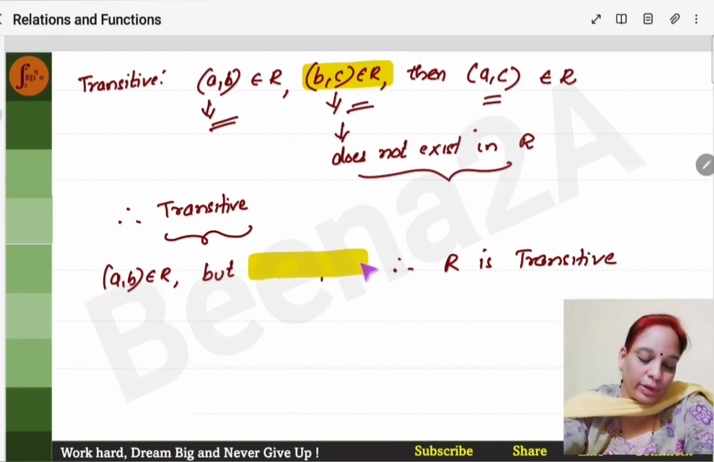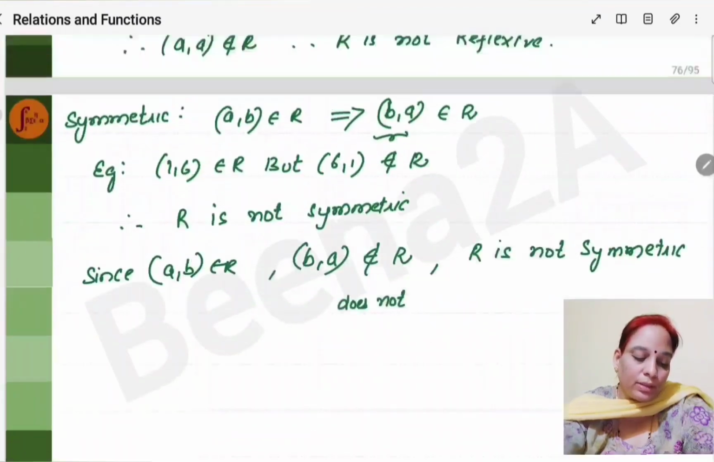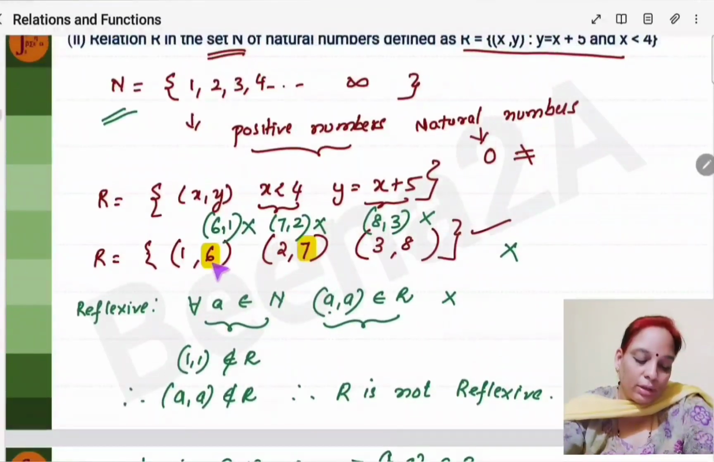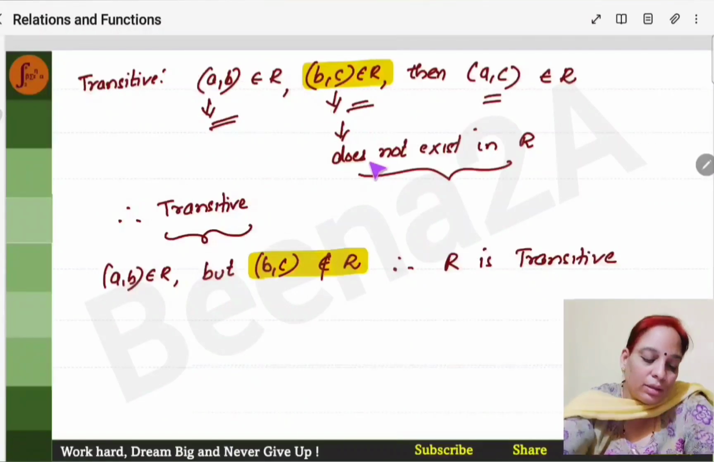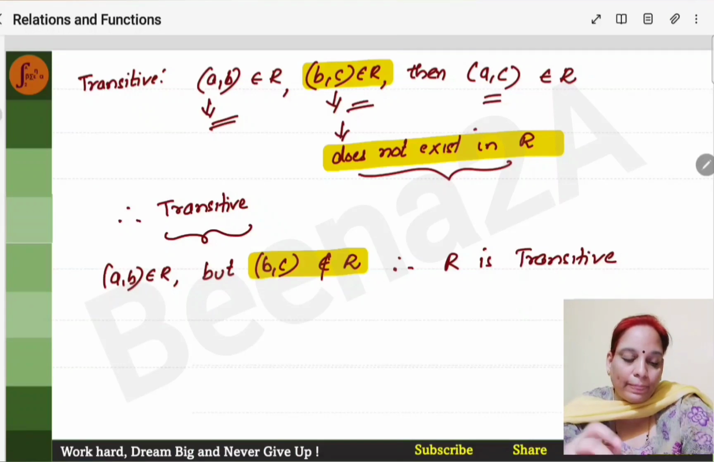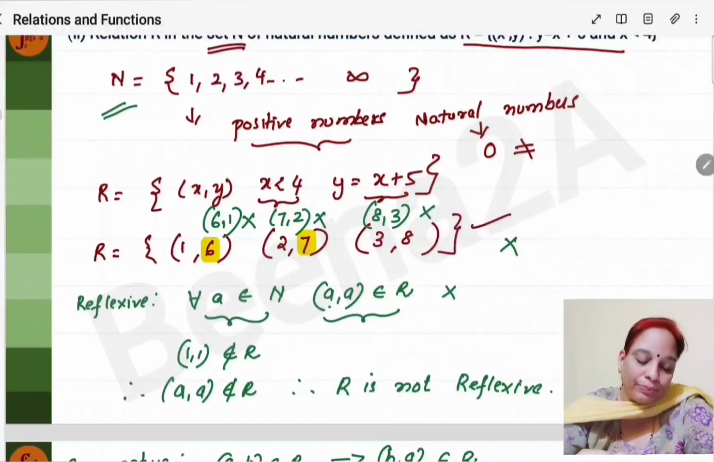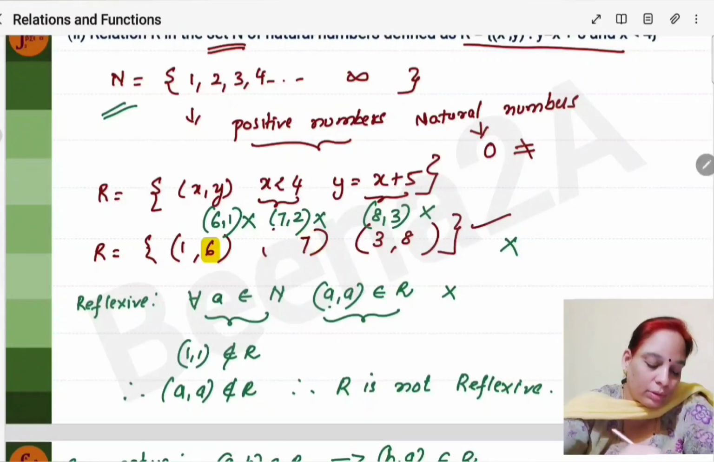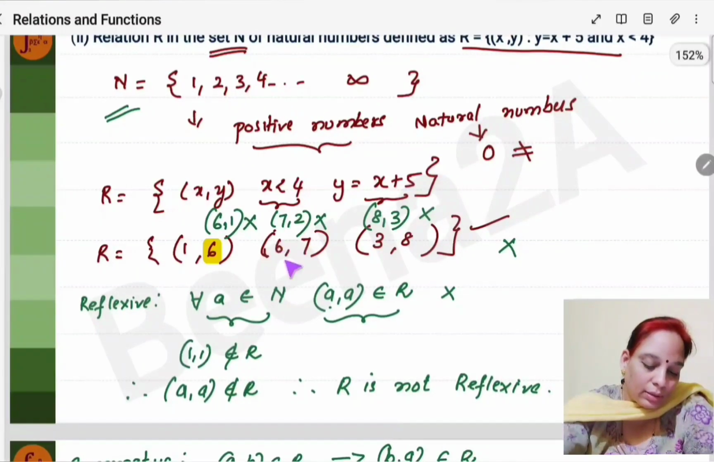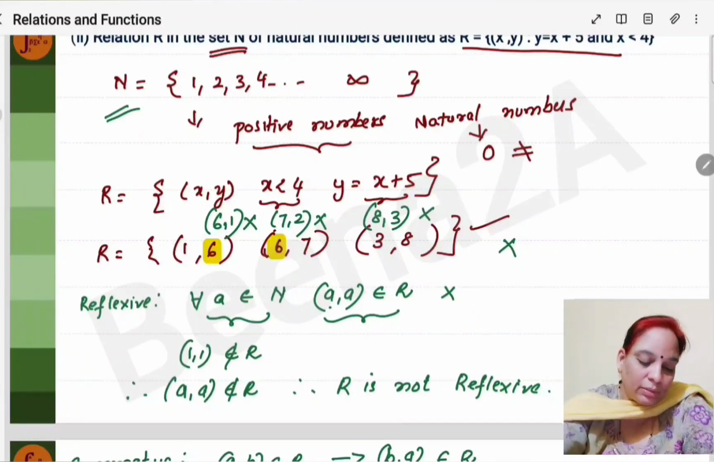This is very important. Because (B, C) does not belong to R, that is, you don't have (6, something) or (7, something) or (8, something), since this does not exist, you say R is transitive. Now, I'll modify this slightly. Instead of (2, 7), say I have (6, 7), just for example.